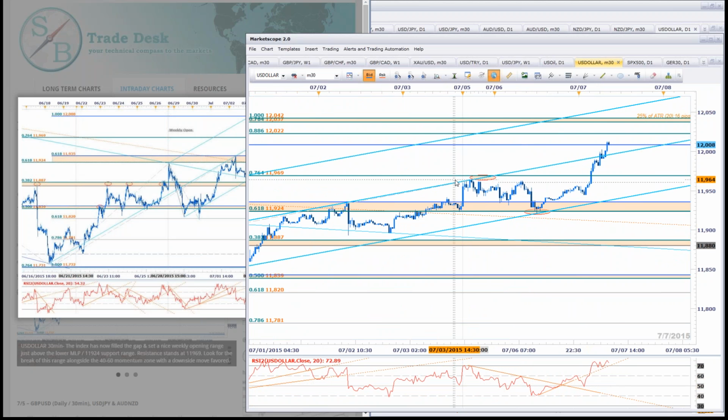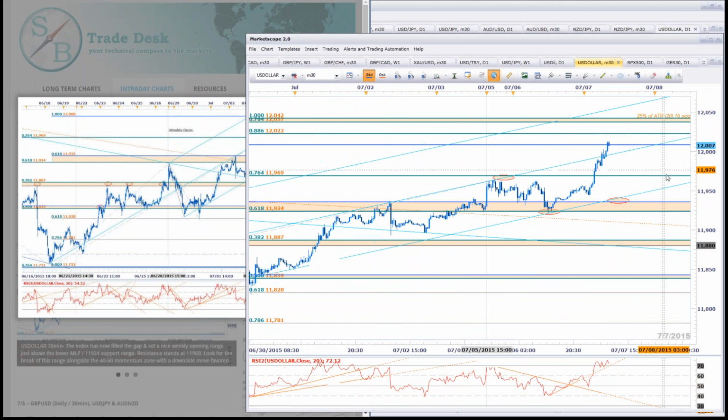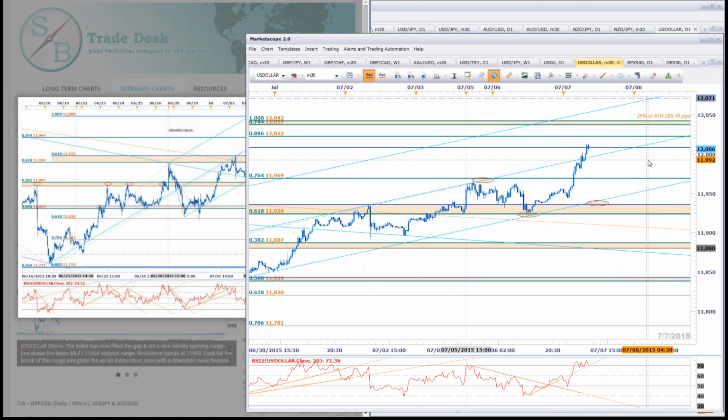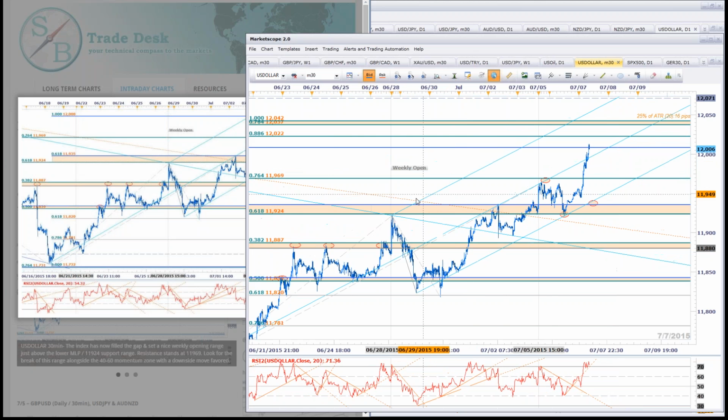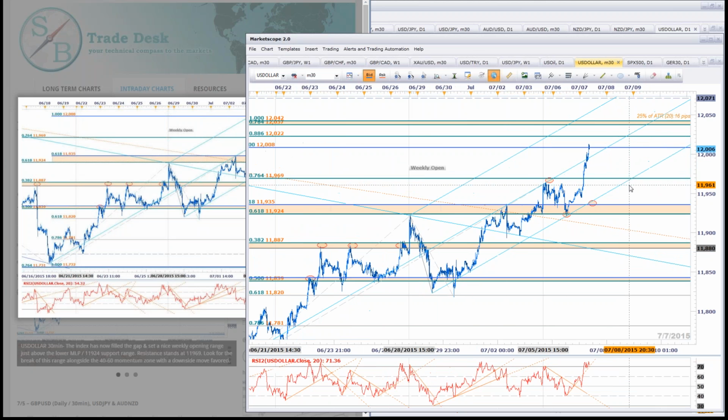If this thing collapses back below 70, we make it back below the median line, you'd look for support at the former opening range high. And remember, that's going to be the gap high that we made on Sunday. And that takes you basically right back into 11,969. So that's near-term support. The bullish invalidation level would need to be here. So in order to start shifting the focus back to the downside for the dollar, that's sort of the level that we need to break.